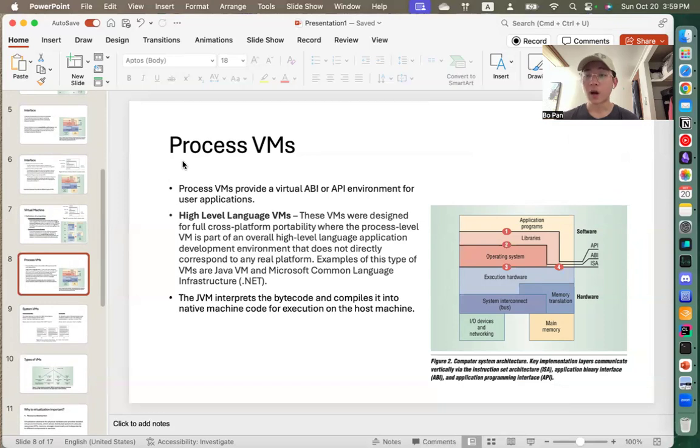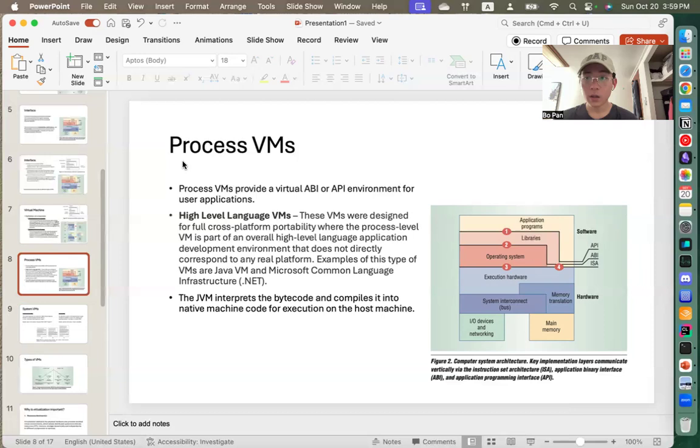So with that said and done, let's talk about process virtual machines. Like we said, it virtualizes the hardware and also the operating system, sometimes even the library. The most well-known process virtual machines would be the high-level language virtual machines. They were designed for full cross-platform compatibility, where the process level virtual machine is part of an overall high-level language application development environment that does not directly correspond to any platform. Examples would be Java virtual machines and also the Microsoft Common Language Infrastructure, the .NET framework.